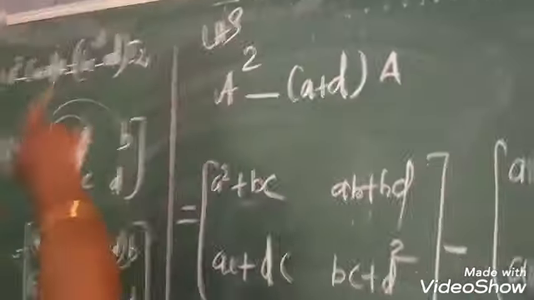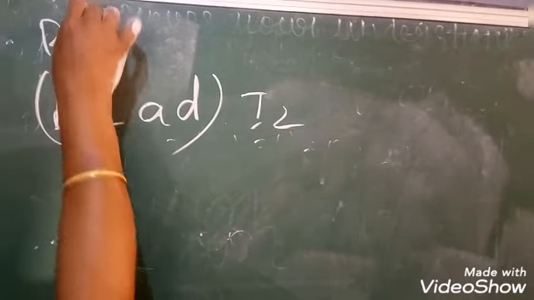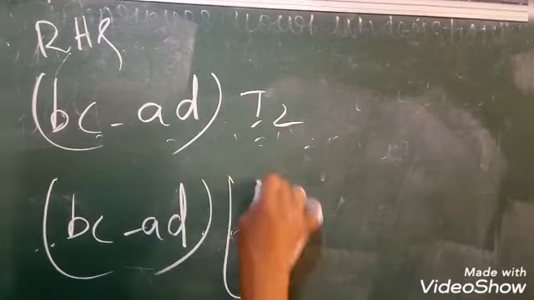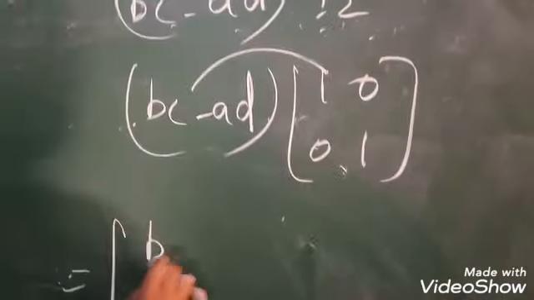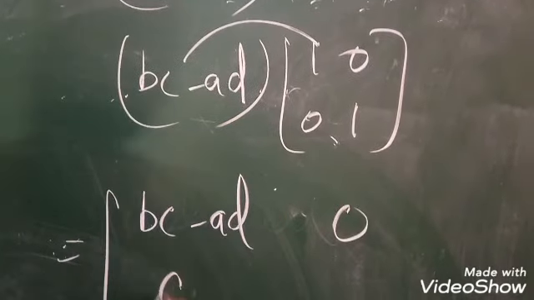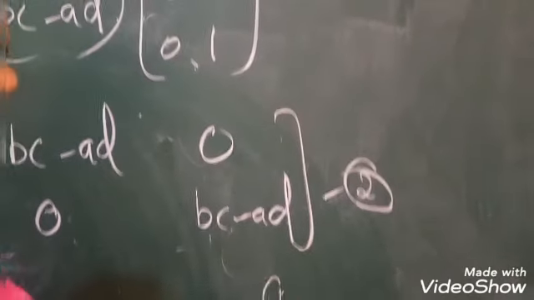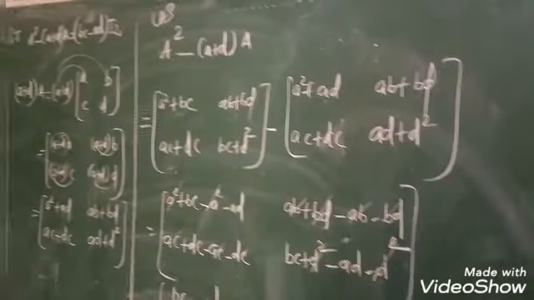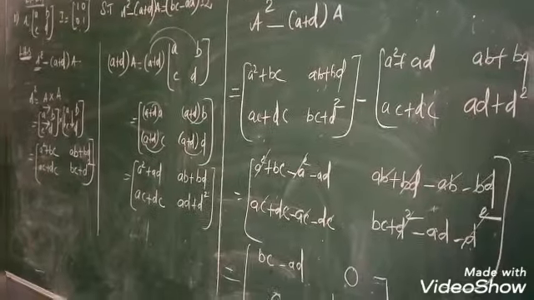In the RHS, what is in the question? Yes, BC minus AD into I2. Girls, listen. This is for the RHS. Then BC minus AD, I2, we know very well, is 1, 0, 0, 1. Now you should multiply, girls. You will get the same answer as the LHS. Okay, BC minus AD on the diagonal and 0 elsewhere. Okay, this is the RHS answer. So now you have to verify that the LHS and the RHS are the same. So you can verify this. Okay, this is one important sum, girls.